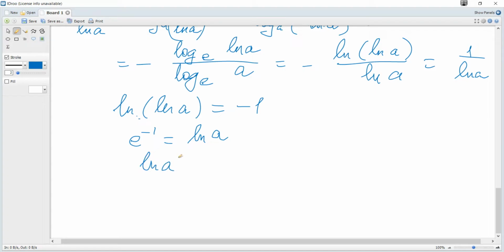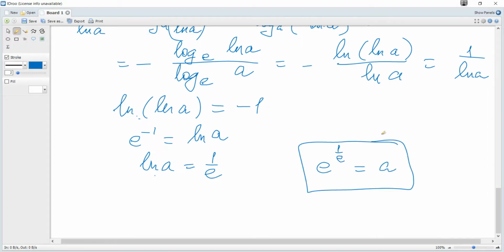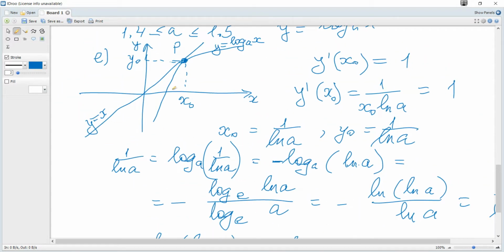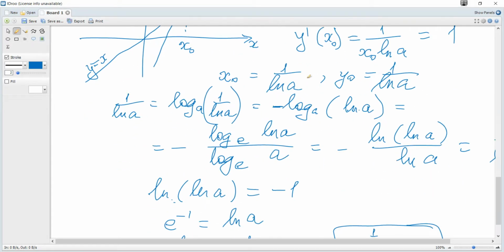So ln a here is just 1 over e. And again, how to undo? ln a: e to the power of this is equal to this. So e to 1 over e is a, and it's the required value of a. So that y is x is a tangent to the given graph of the function y is log to the base a of x. And we need coordinates.